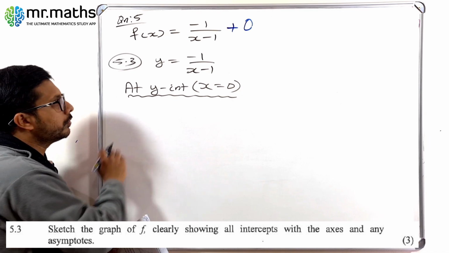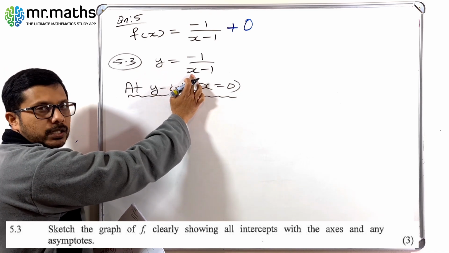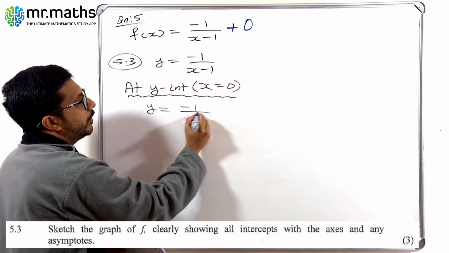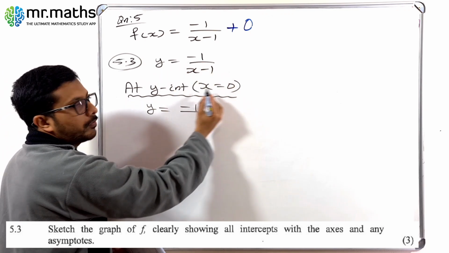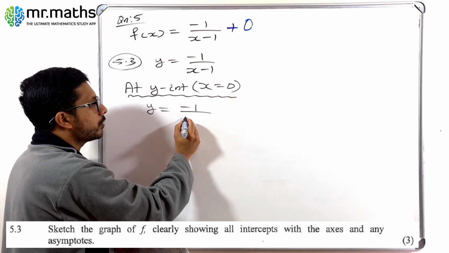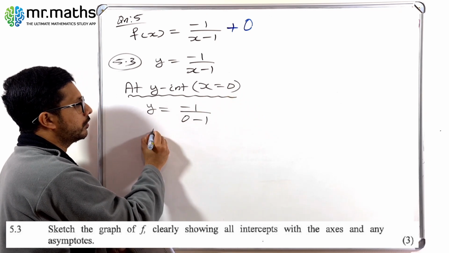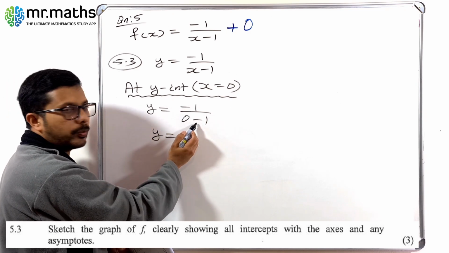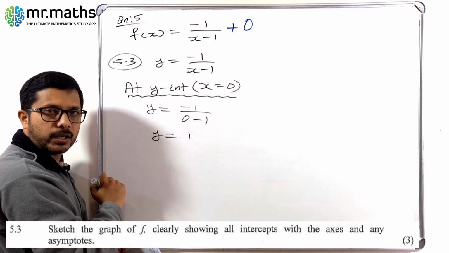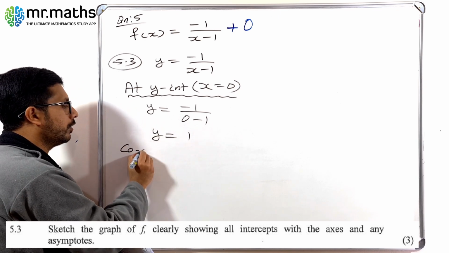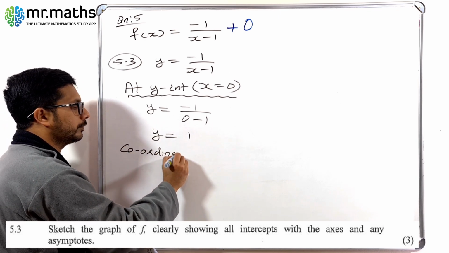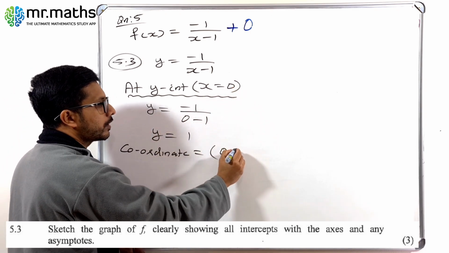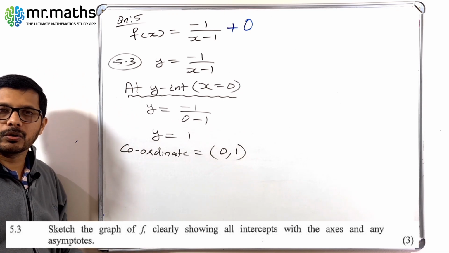So now what you have to do is substitute the value of x as 0 here. y is equal to minus 1 divided by (x minus 1). Substituting x as 0, we get 0 minus 1. So y is equal to minus 1 divided by, what is 0 minus 1? Minus 1. Minus 1 divided by minus 1 is positive 1. So the coordinate is x value first, that is 0, y value is 1. So the coordinate is (0, 1).